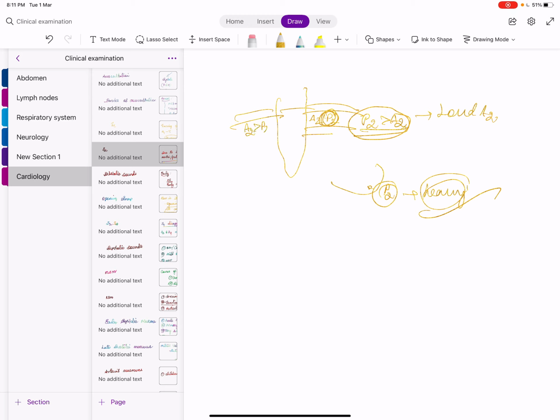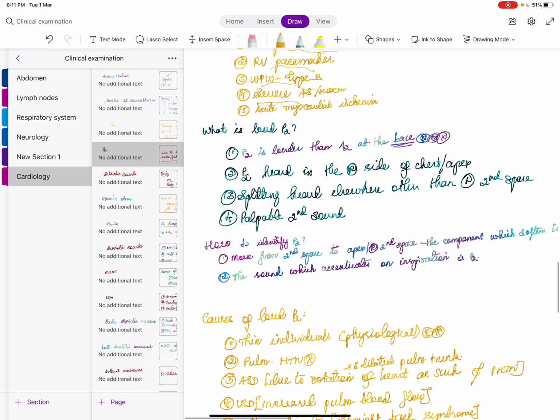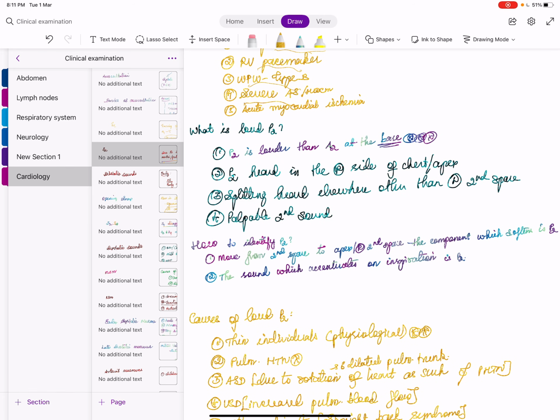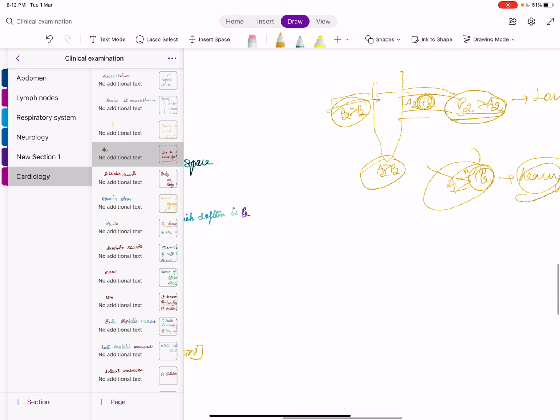So any sound which is better heard with the diaphragm of the stethoscope is a high pitched sound. Any sound which is heard better with the bell of the stethoscope is a low pitched sound. When you are speaking to many people, many of you will get confused. This murmur is loud, so it is a high pitched sound. It is not so. Loudness has no correlation with the pitch.